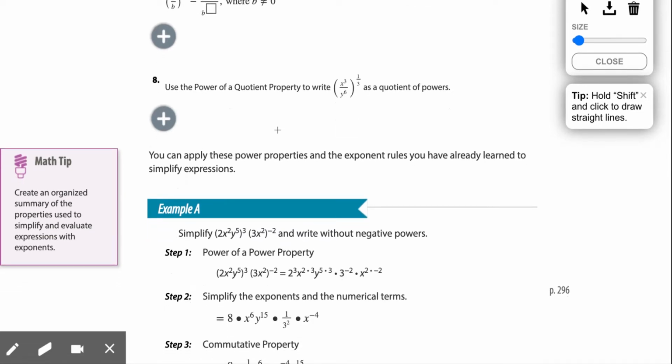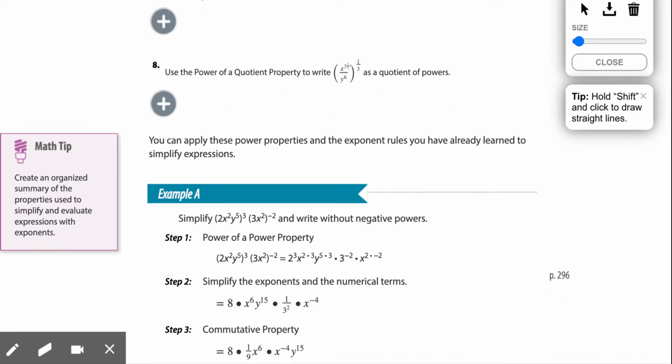We're going to try again on number 8. x cubed over y to the 6th power, all of that raised to the 1/3 power. We'll just take each part individually. That'll be x cubed raised to the 1/3, which is going to be 3 times 1/3, which is 3 over 3, which is 1. So that'll be x to the 1st power, just x, divided by y to the 6th power raised to the 1/3. That's 6 times 1/3, 6/3, which is 2, y squared.